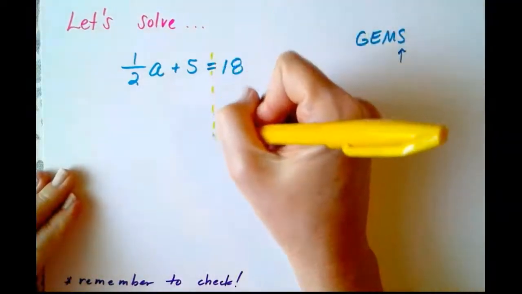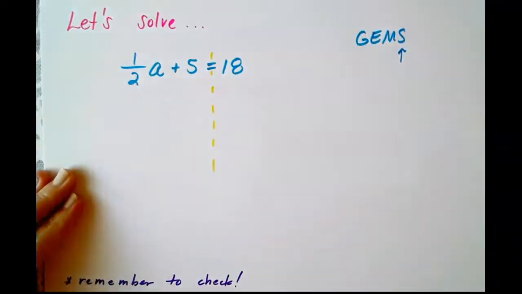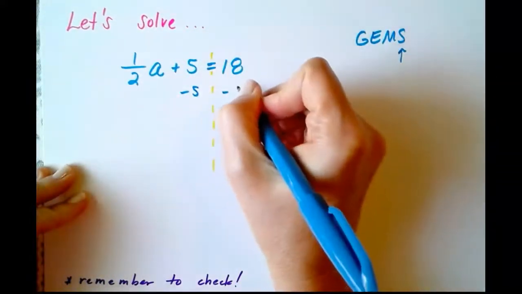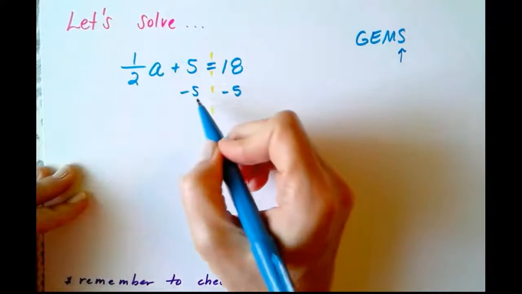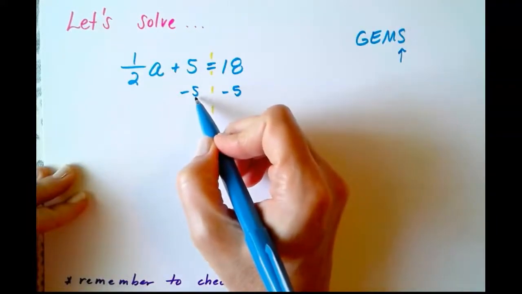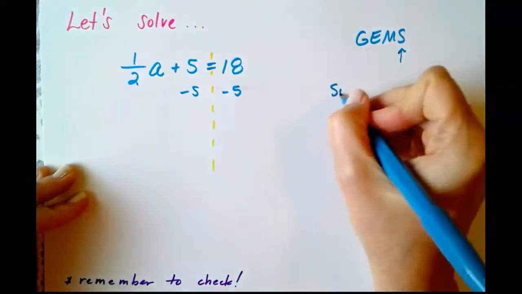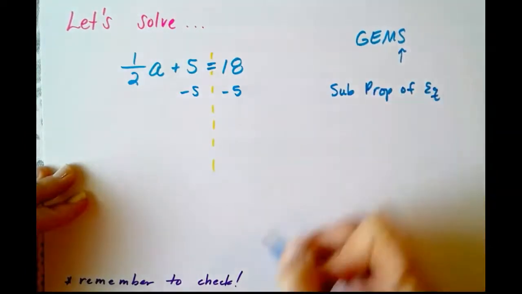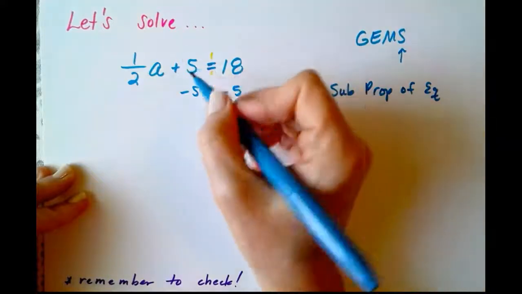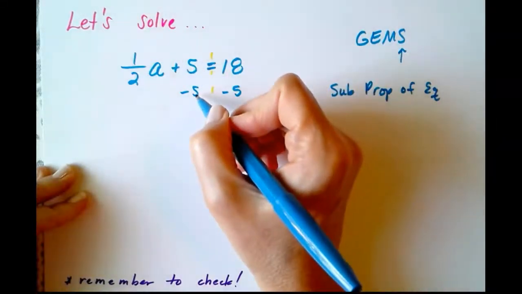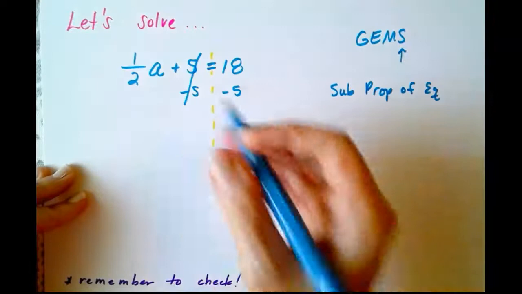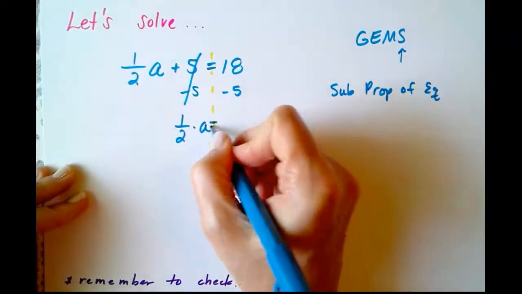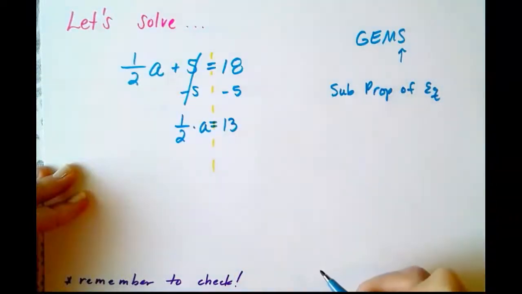Let's get our work set up so we're ready to work down the page. Minus 5 minus 5. A positive 5 has an inverse of negative 5. That's what we're going to do to both sides. That's the subtraction property of equality to both sides of the equation. A positive 5 and a negative 5 cancels. We're left with 1/2 times a equals 13.